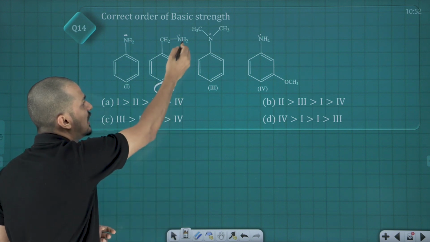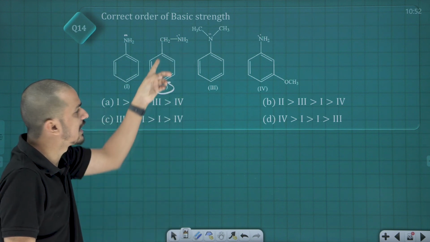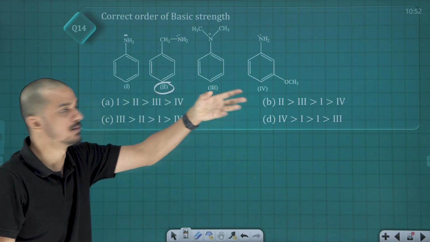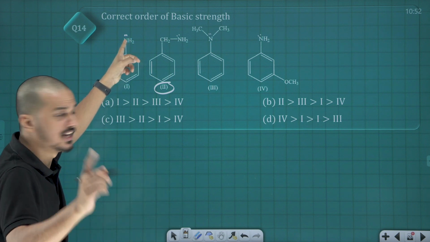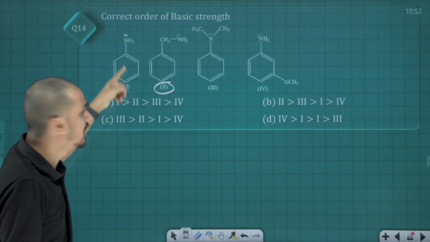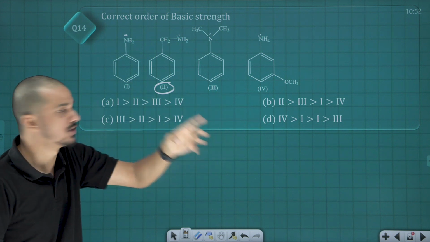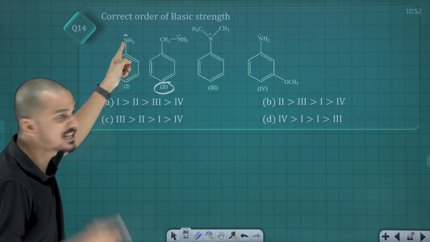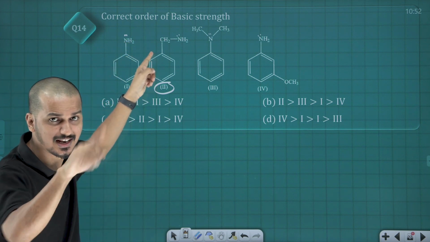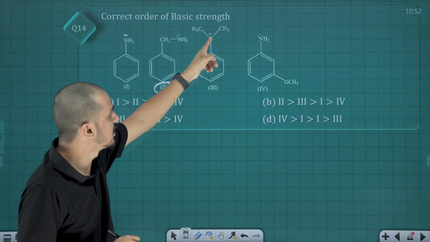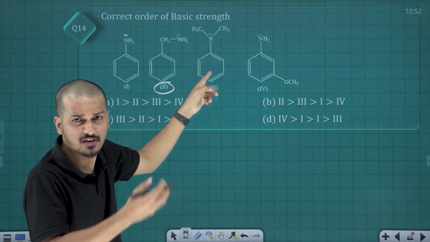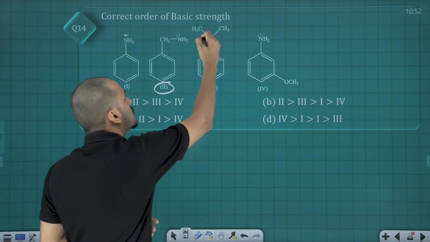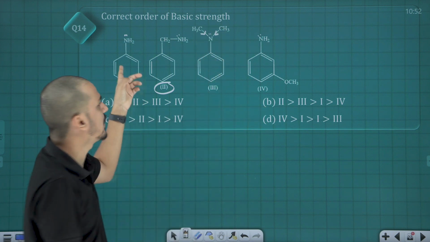Second one, because the amine group is not directly attached to the benzene ring, so there is no resonance there. So those electrons are easily donatable. But here in aniline, this NH2 is attached to the benzene ring, that lone pair is not easily donatable. It can be utilized for resonance. So that's why electron density is less on nitrogen, so basicity is less. Ready? What about here? Here also the lone pair is taken for resonance, but here two CH3 groups are there. CH3 groups are electron donating groups, so electron density is more compared to aniline.